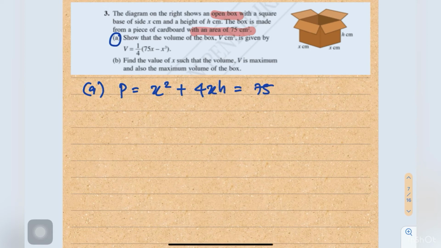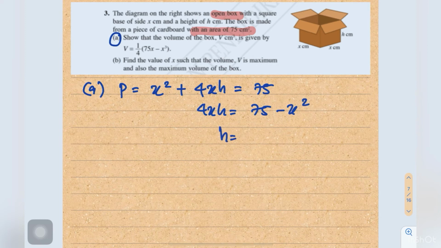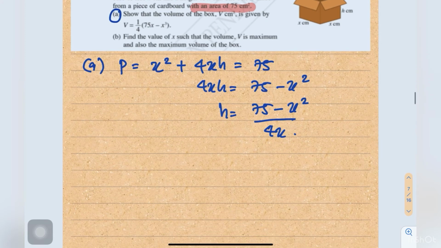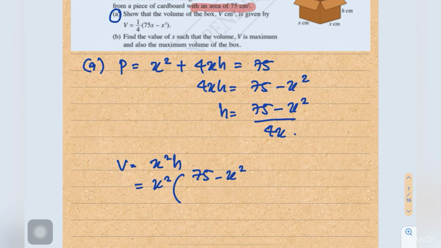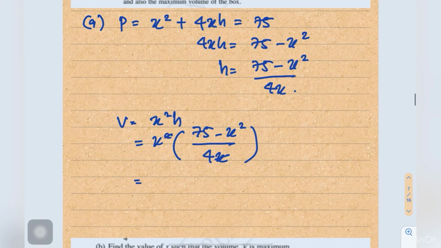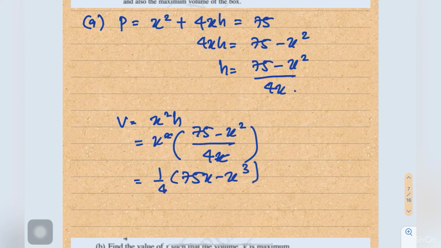So here maybe we can make h the subject. So 4xh equals 75 minus x squared, h equals (75 minus x squared) over 4x. The volume of the cuboid is x squared times h. So we substitute h as (75 minus x squared) over 4x. Then we can simplify. We get 1/4 (75x minus x cubed). So therefore shown.